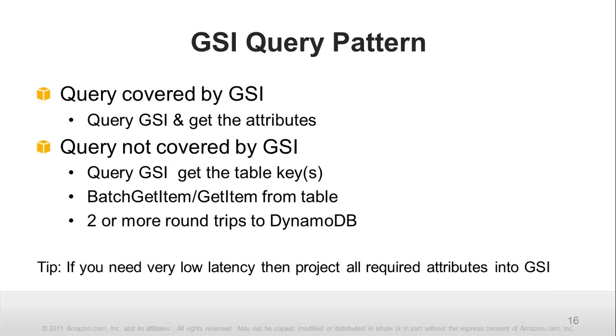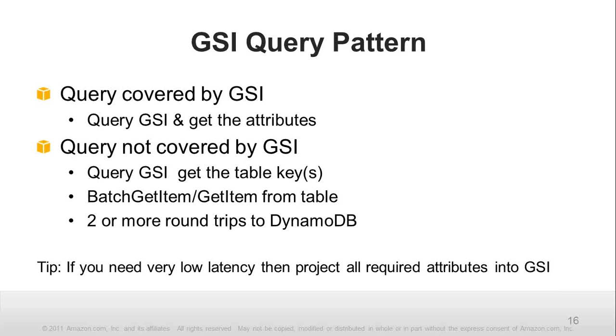But if you have attributes that are not covered by the global secondary index, you'll have to do 2 or more round trips. The first round trip would be you'd query the GSI and get the table keys. And the second round trip would be potentially doing a get item if a single key is returned by the query, or you could do a batch get item to get multiple items from the base table. So I think the key tip here is if you need very low latency, then project all the required attributes into the GSI.